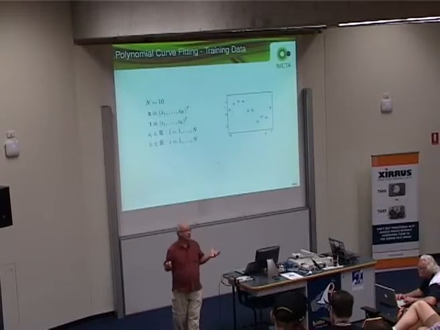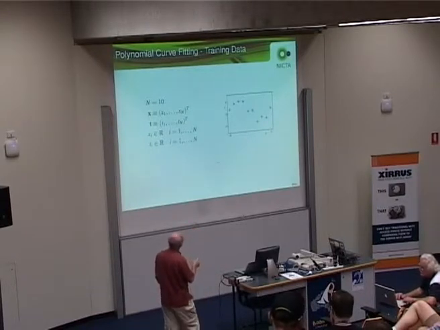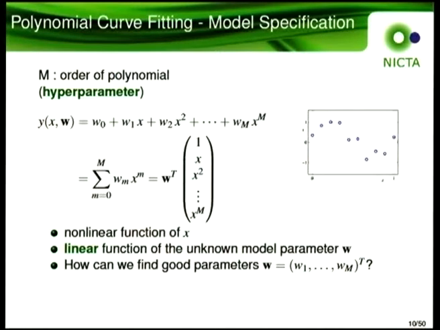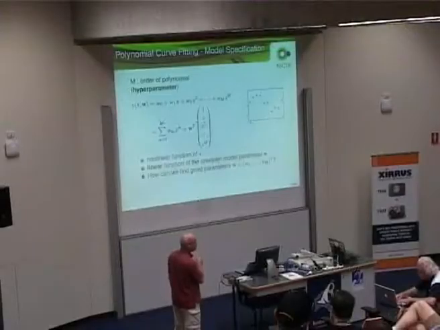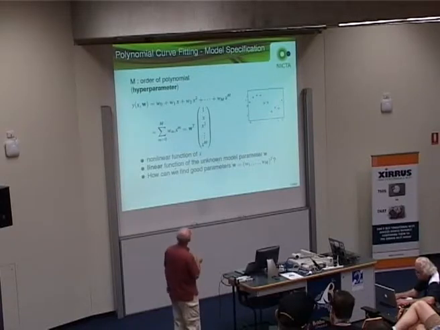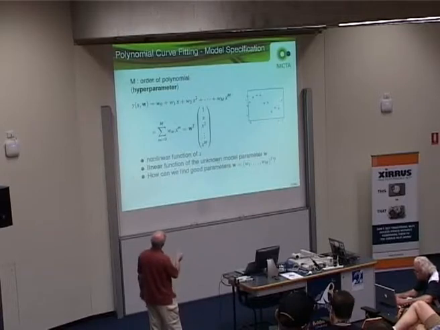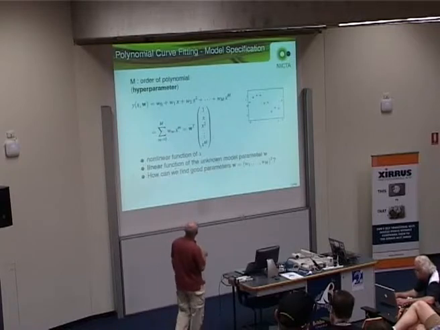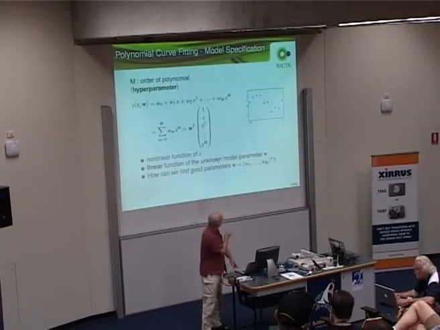You can come up with many, many answers. One possibility is to say, let's assume we have some kind of polynomial model. We want to fit some smooth curve to it. So we take the input, we take some settings for our weights, and then we calculate the output by multiplying the weights with different powers of the input variable. This is just shorter, and that is even shorter, the same thing. So that's a linear model. It's nonlinear in x because you have powers up to m in x, but it's a linear function of the unknown model parameters. So the question is, how can we find good model parameters for our specific problem here?